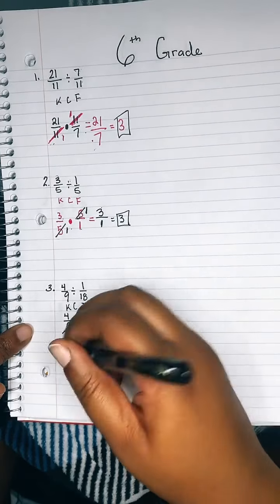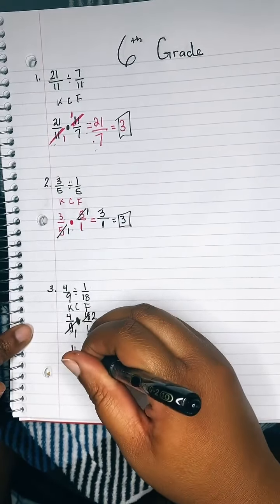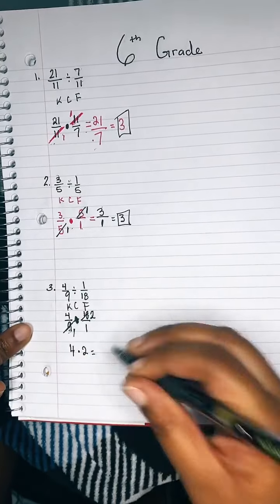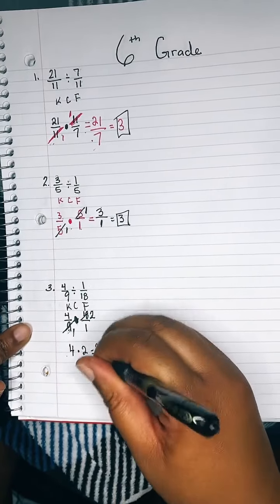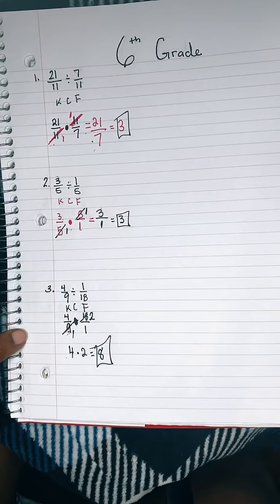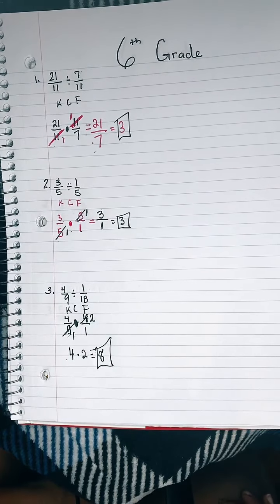So now what we have left is 4 times 2. And 4 times 2 is 8. And that is our answer. Yep. Lee said 8. Perfect.